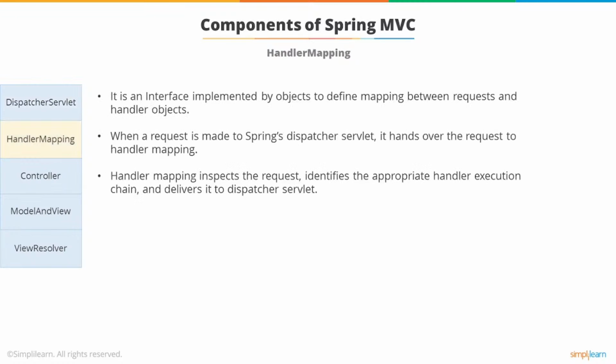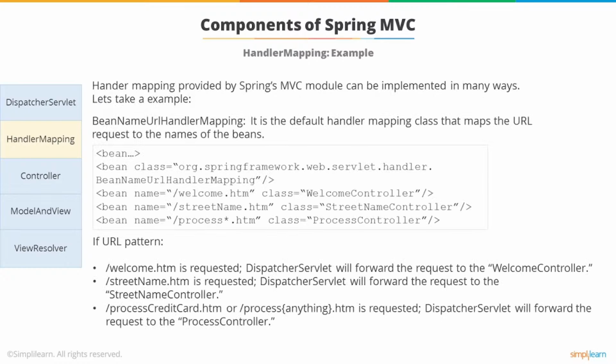Then we have the handler mapping. It is an interface implemented by objects to define the mapping between request and handler objects. When a request is made to Spring's dispatcher servlet, it hands over the request to the handler mapping. Handler mapping inspects the request, identifies the appropriate handler execution chain, and delivers it to the dispatcher servlet. Handler mapping provided by the Spring MVC module can be implemented in many ways.